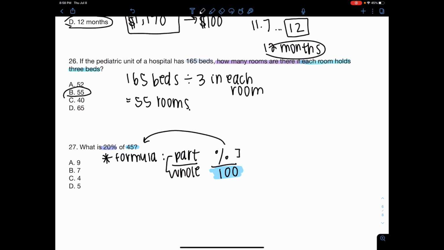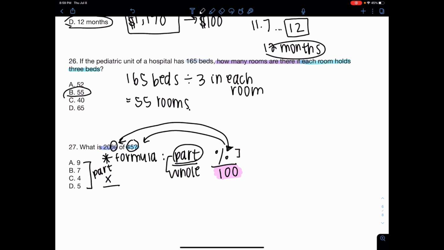As always, we're just going to fill in the blank. And that percent is always going to go there. Anytime you see a percent, that's where it goes. That 100 is always going to be there. Always a part of the formula. So part over whole and percent over 100. 45 is the whole number that we're trying to find part of, which is 20%. So part is x. This is going to be the part.